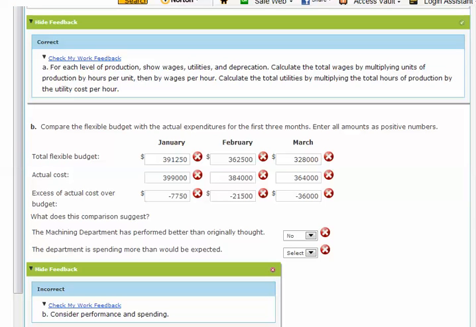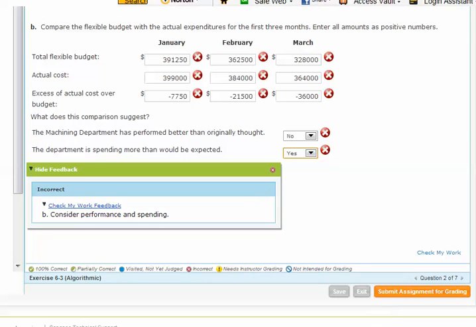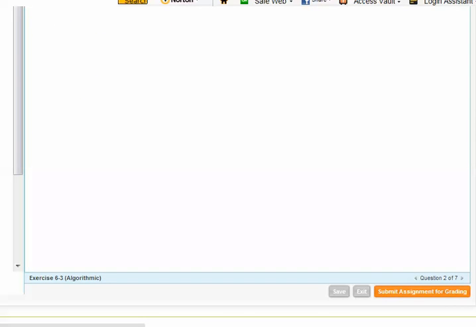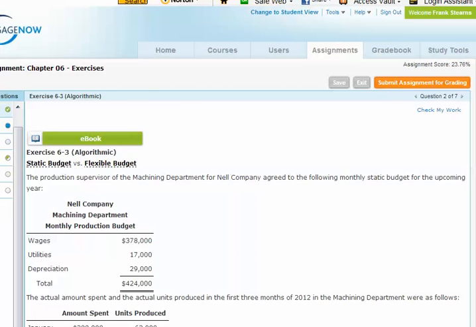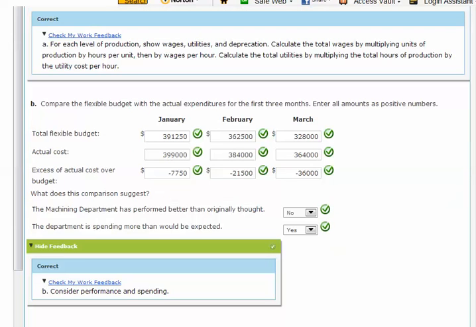And the department is spending more than would be expected. Yes, we are, because we should have spent according to our flexible budget, and instead we're spending it the other way. Let me check my answer. Okay, and we did good there.